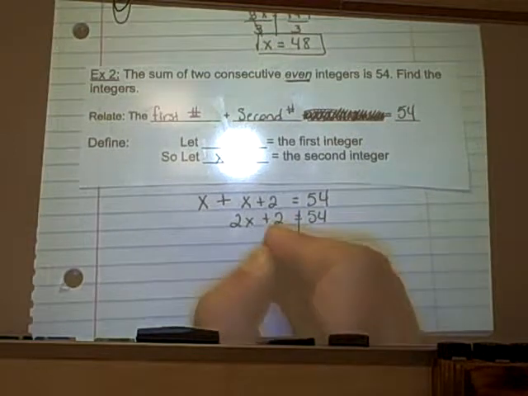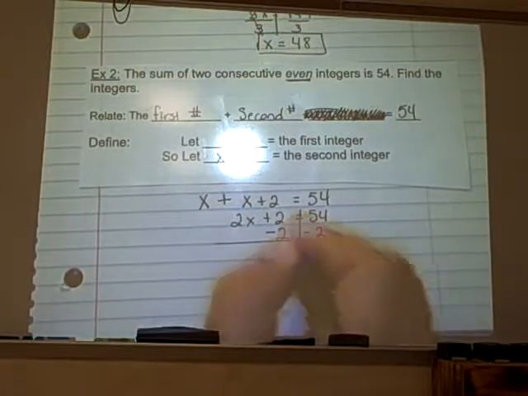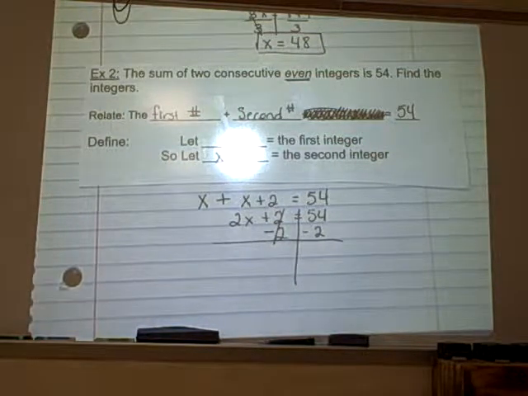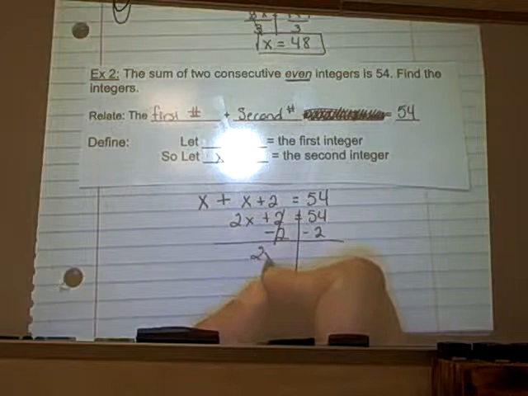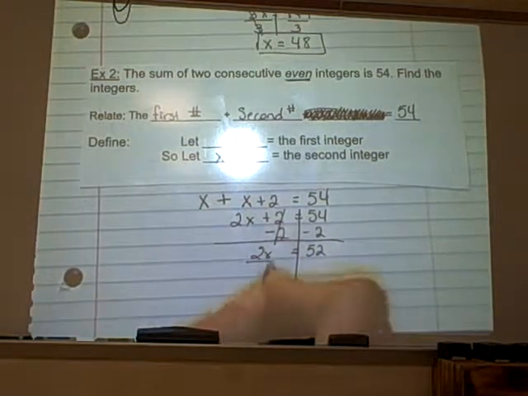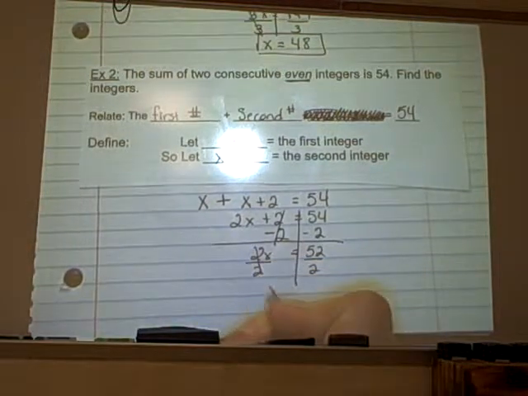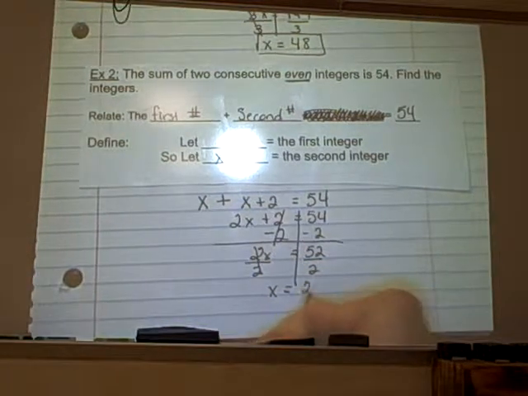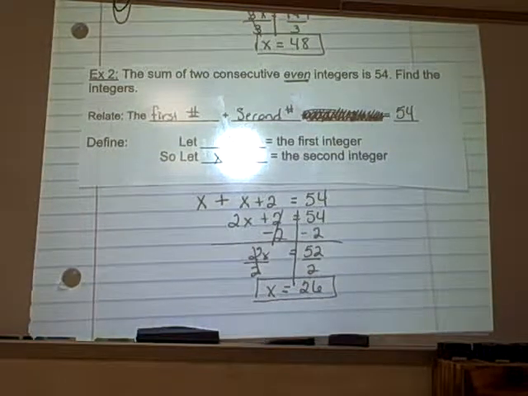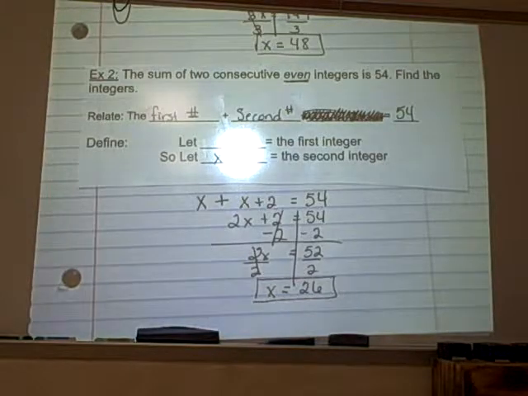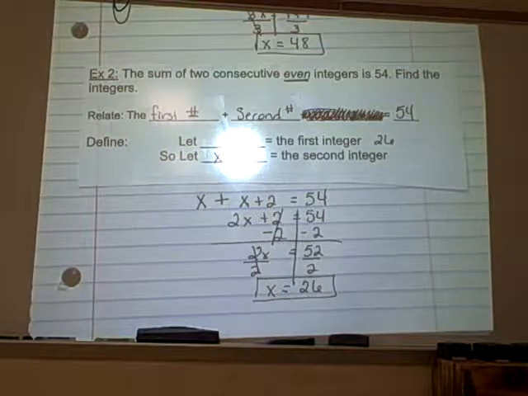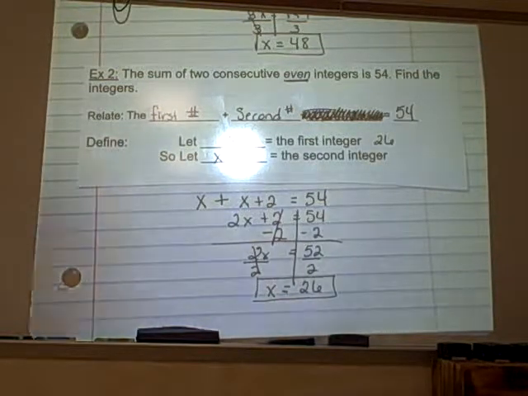Subtract your 2 from both sides. We get 2x equals 52. And when you divide by 2, you get x equals 26. You do get 26, yes. So what does that go with? The first integer. That goes with the first one. How do I find the next one? Add how many? Add 2. So what's the next one going to be? 28.